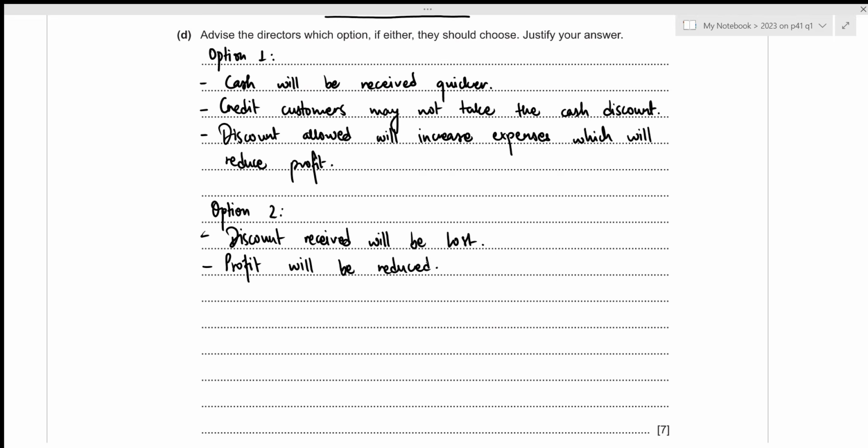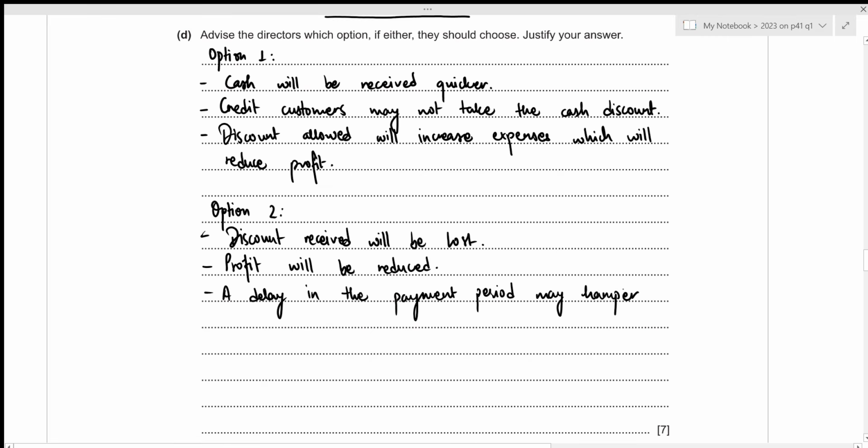And currently we are paying 1 month after the purchases, right? But if we switch towards paying 2 months after the purchases, it might hamper the credibility of our company with the suppliers. The suppliers might not trust us with any bulk orders with the fear of irrecoverable debts in the future. So a delay in the payment period may hamper the credibility with the suppliers.